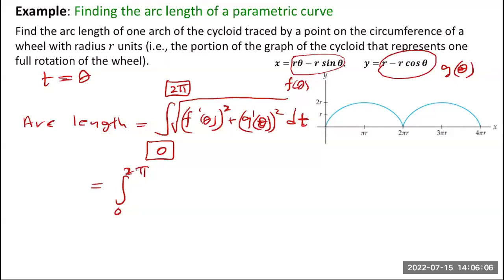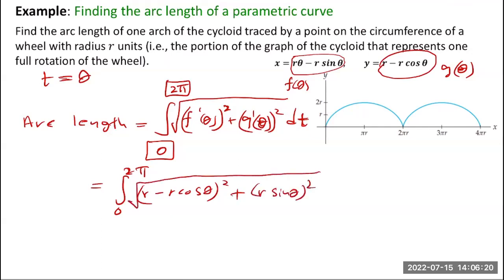f prime of theta is going to be r minus r cosine theta, whole thing squared, plus g prime of theta is r sine theta, whole thing squared, the square root of that, d theta. Oh, here it is not t, it is theta. d theta.